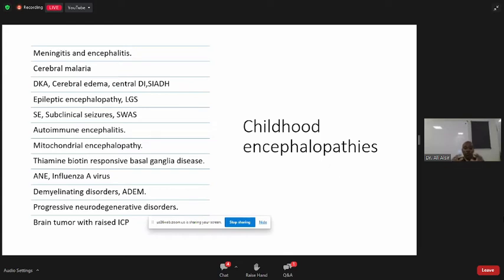Acute necrotizing encephalitis, and this is usually related to influenza A virus, which is a common virus among the population and among children. Demyelinating disorders are very important to be also addressed and considered as a cause of childhood encephalopathies, and it is common. The commonest one is acute disseminated encephalomyelitis, ADEM. Also, rare causes like progressive neurodegenerative disorders and brain tumors with raised intracranial pressure have to be considered.